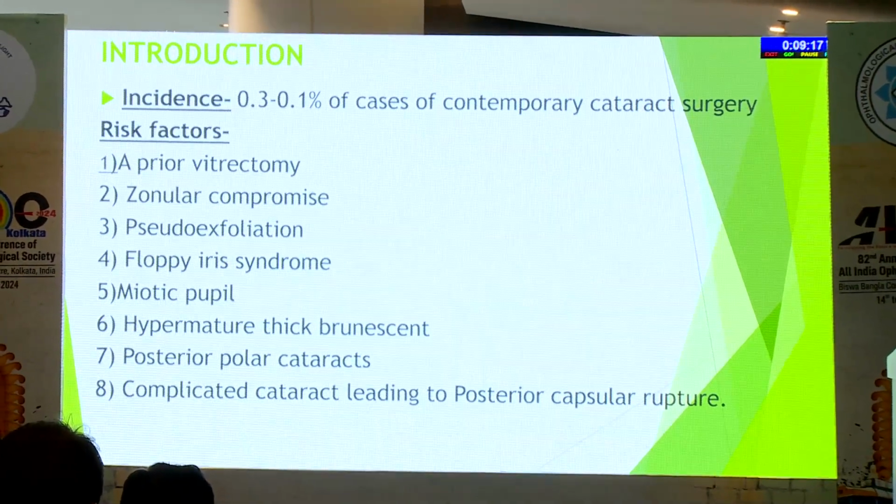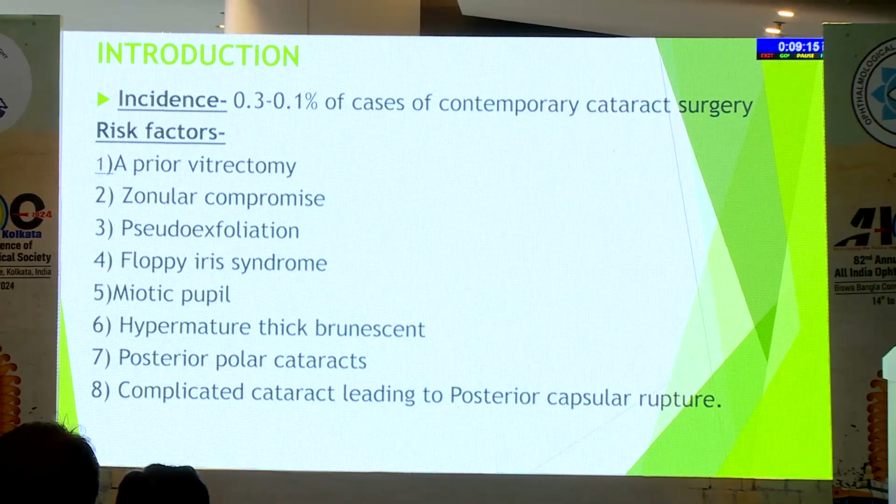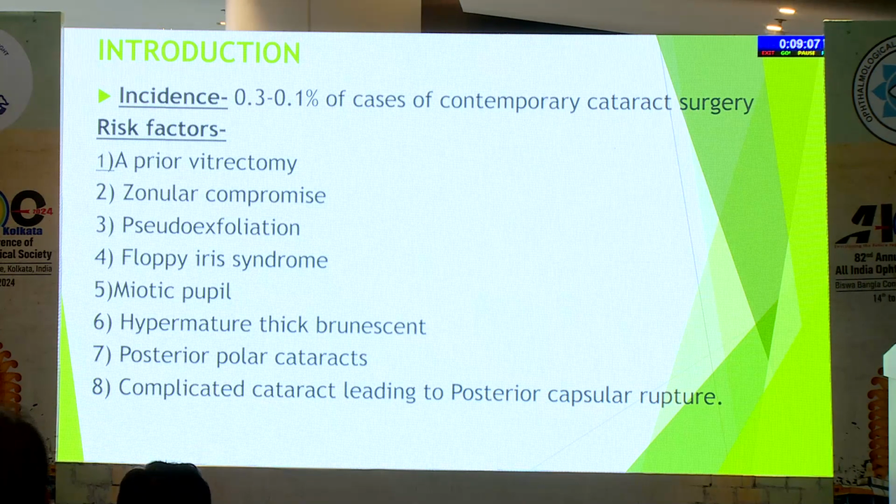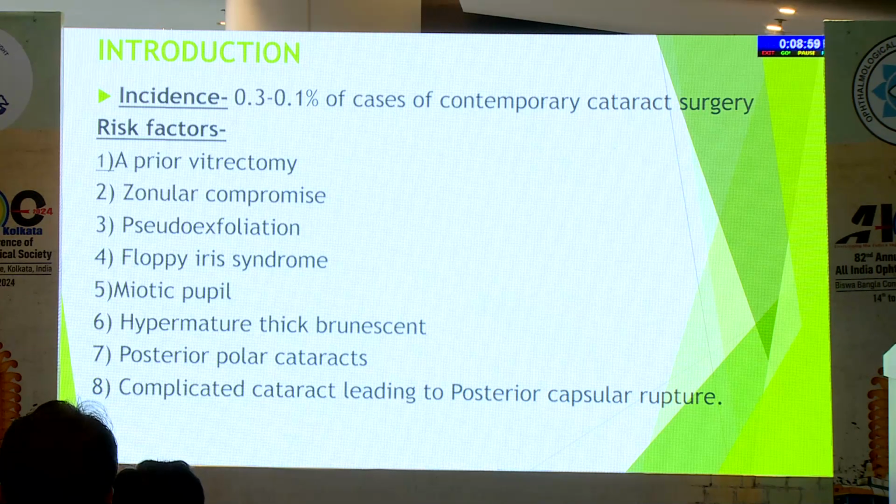Like prior vitrectomized eyes, because during past pars plana vitrectomy, sometimes there is lens touch, and after cataract you don't know whether the posterior capsule is intact or there is some tear from the vitrectomy. So you have to be very careful. You should know your cases very well before starting the surgery. Other risks are zonular compromise, pseudoexfoliation, floppy iris syndrome, hypermature cataract, posterior polar cataract and complicated cataract.